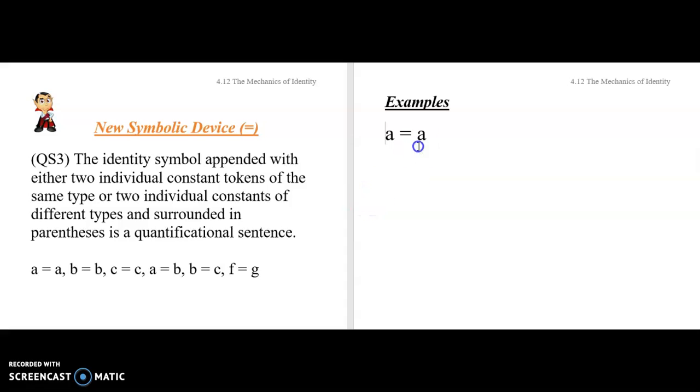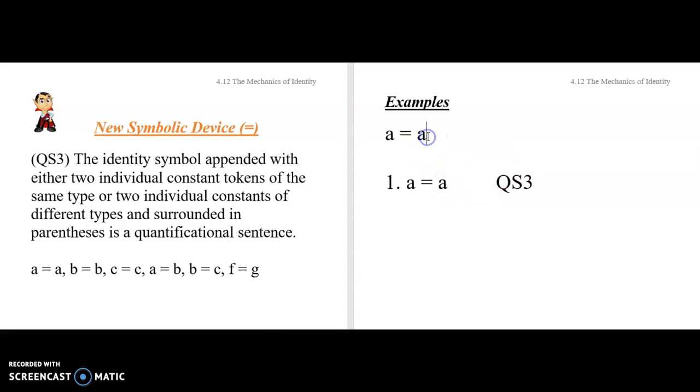So, for example, how would you show that this expression is in fact a quantificational sentence? Pause now. Okay, so it's pretty straightforward, right? You would just write it like this. You would just write A is identical with A, and then you would put QS3, okay? And that's all it is. Technically, this should be surrounded in parentheses, but we're omitting that for readability.